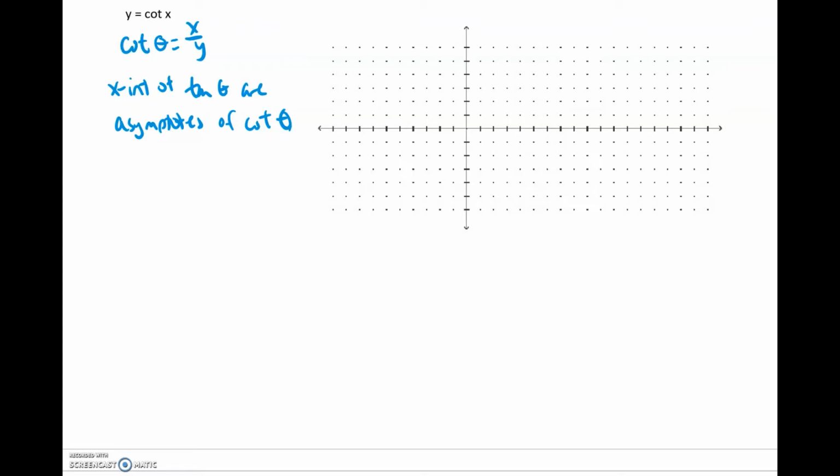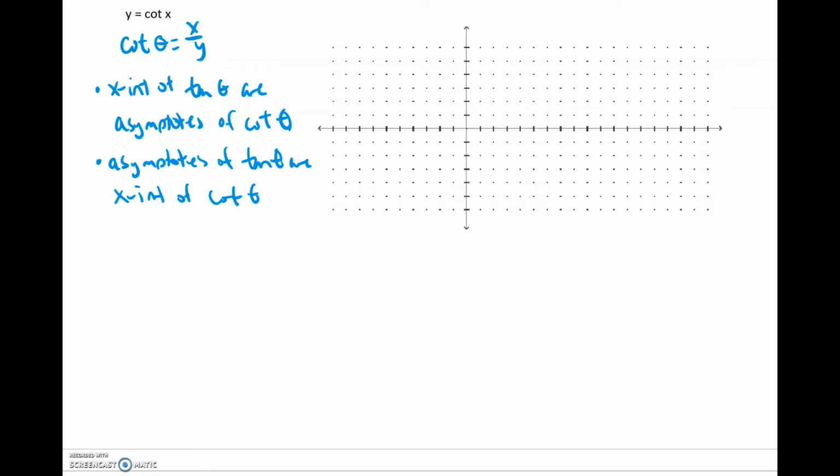right? And then we'll notice that the asymptotes of tangent become the x-intercepts of cotangent. Again, same reason, we're flipping it over. So now instead of 1 over 0, we have 0 over 1. So that's the big change.